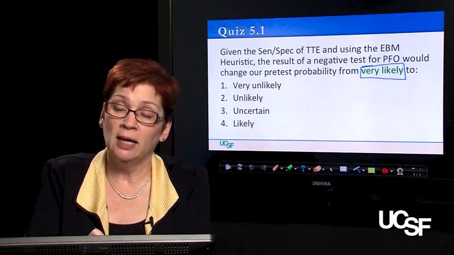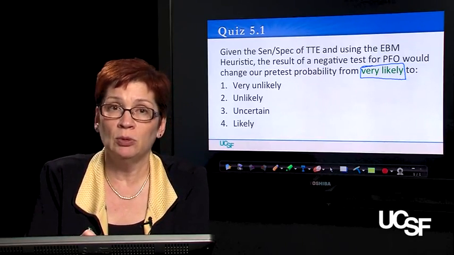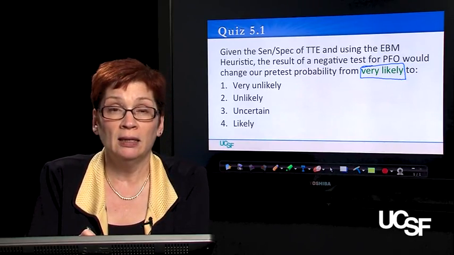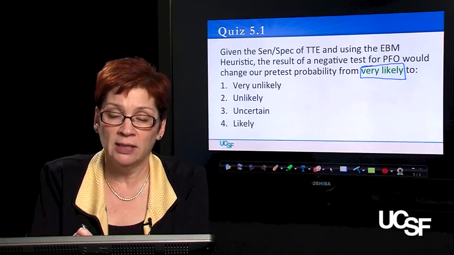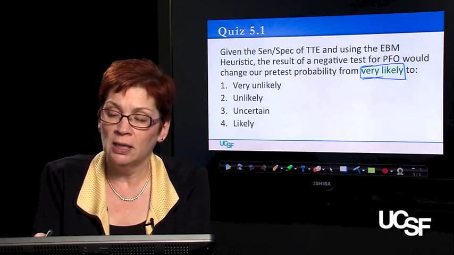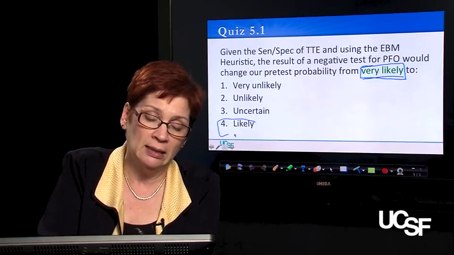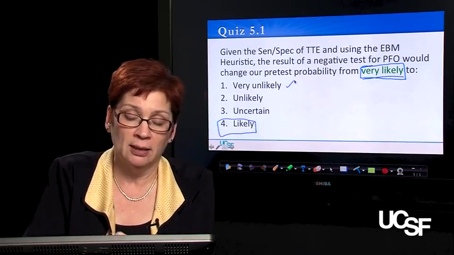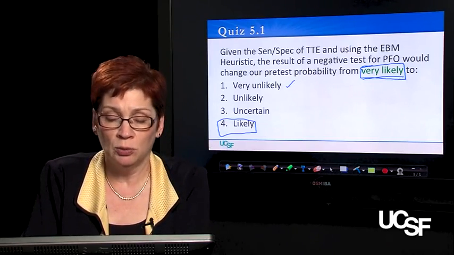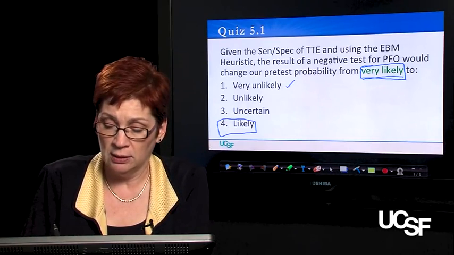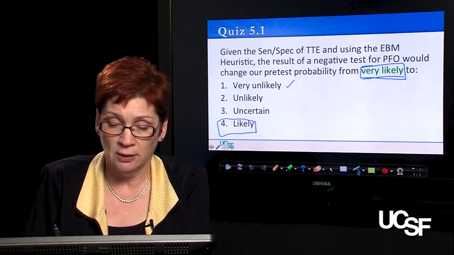And of course, we said that the heuristic is able to move a diagnostic certainty down or up 1. So a negative test would move her from very likely to simply likely, not all the way down to unlikely. So if you were skeptical that the resident's conclusion was right, congratulations. You're thinking in the right direction.